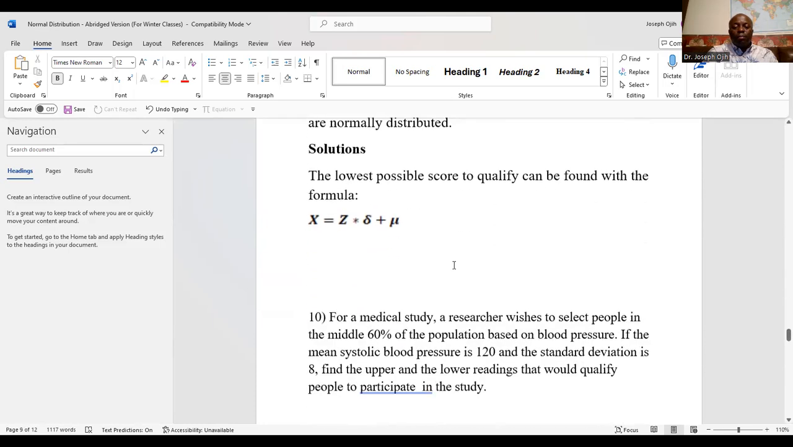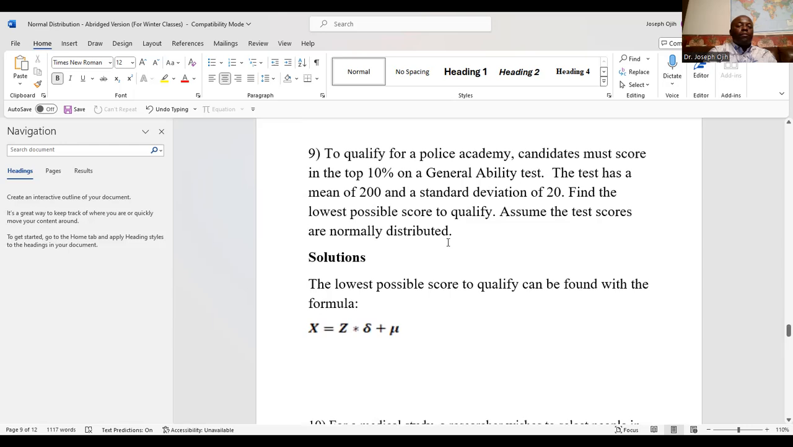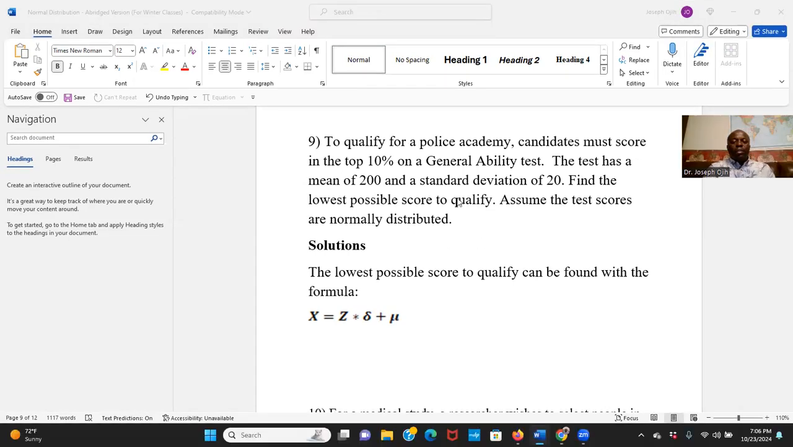It says, to qualify for a police academy, candidates must score in the top 10% on a general ability test. They must score in the top 10% on a general ability test. The test has a mean of 200 and a standard deviation of 20. Find the lowest possible score to qualify. Assume that the test scores are normally distributed.